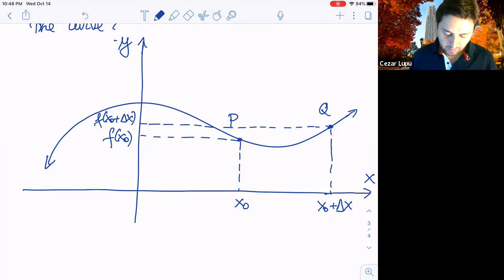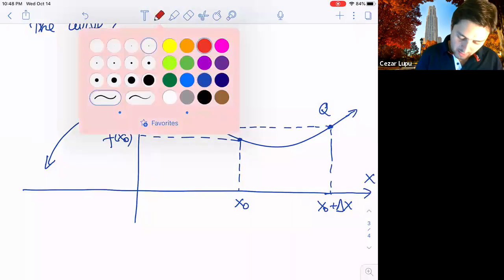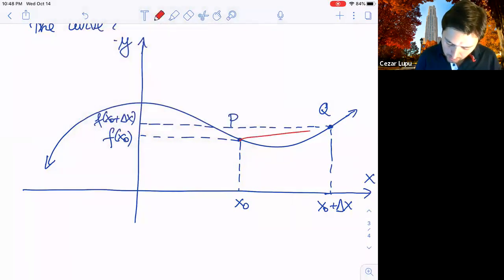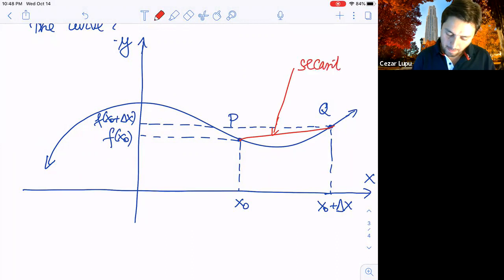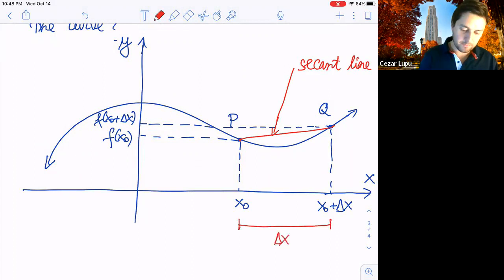All right, so we have this picture. Now let me just draw the secant line between them. So this is the secant line. And now the difference here, if you look at this, between these two is nothing else than just delta x. Okay, so this is the picture, and we would like to interpret this picture a bit.